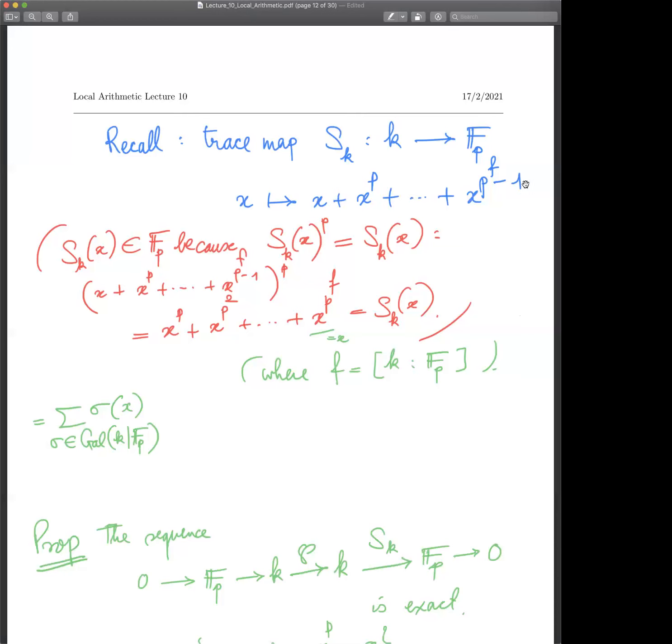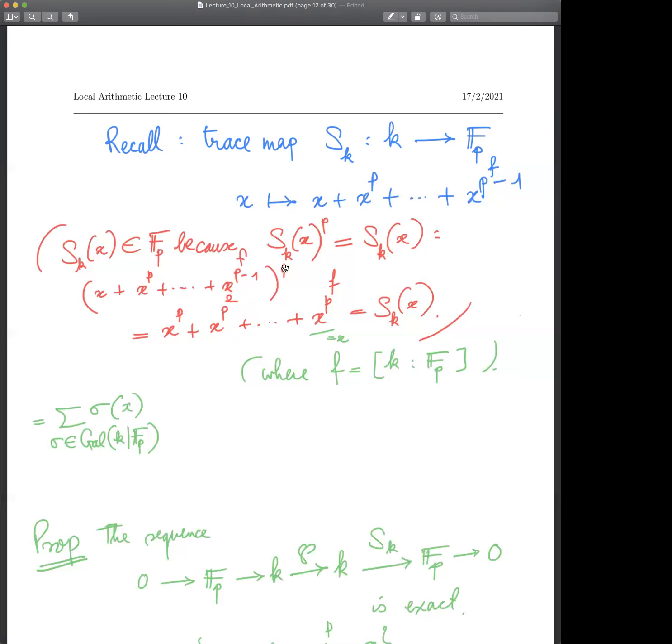And why does this element on the right belong to F_p? It belongs to F_p because its pth power is equal to itself. So here is what is being claimed, that S_k of x, the trace of x, is in F_p because the trace to the power p is equal to the trace. And that's an easy verification. This is what S_k x is.